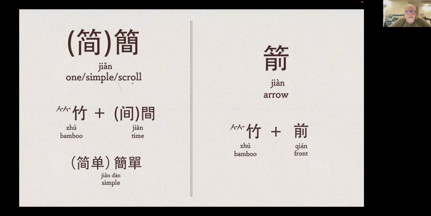How do you make a picture? How do you draw a picture of simple? Well, good idea. Scroll. In ancient times, they had a scroll, which is made of strips of wood or bamboo. If you had one of those, it was simple. If you had a bunch of them, it was complicated.